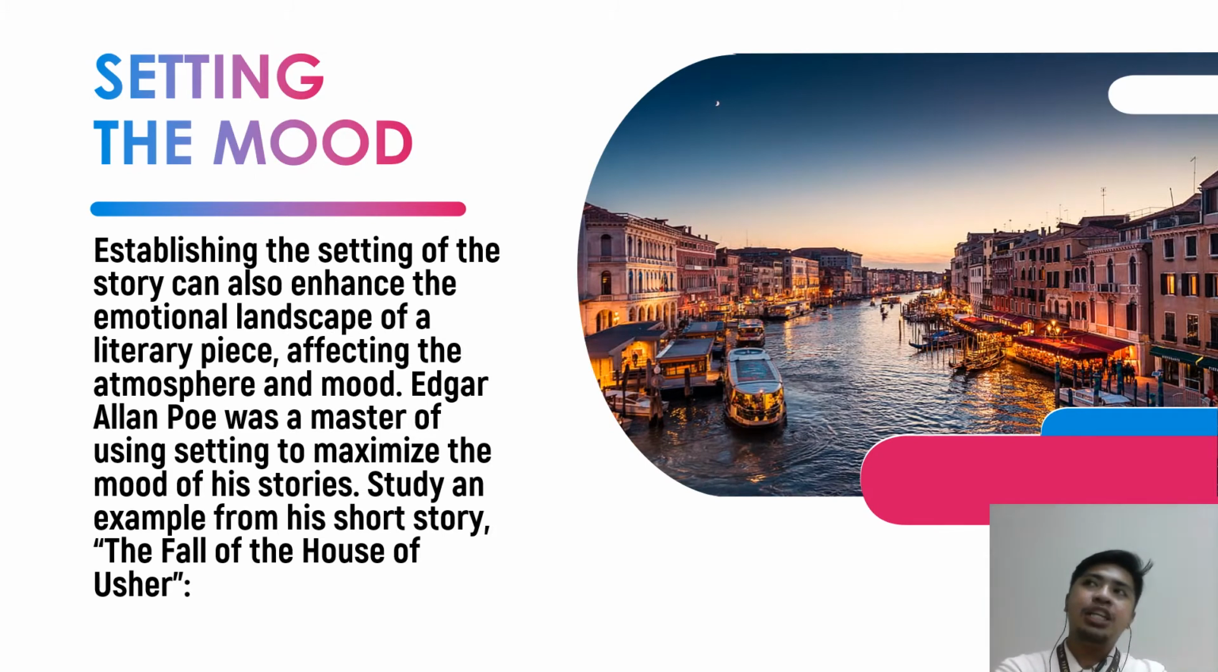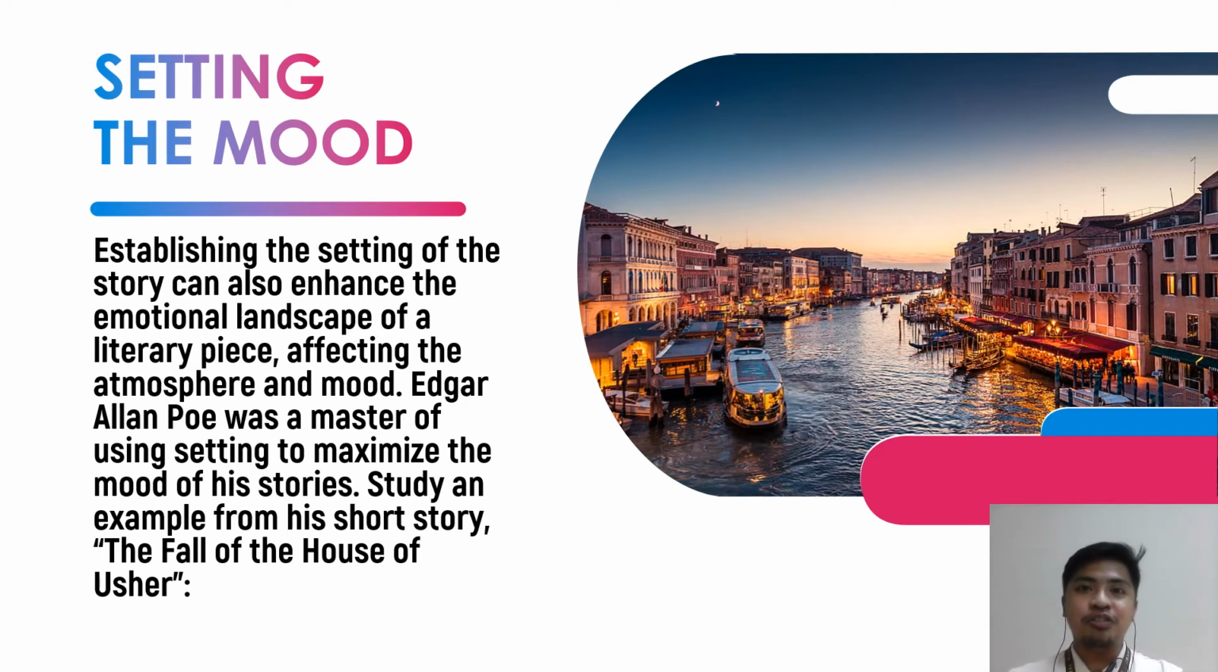Now, it is important to note that when we are able to establish the setting, the time and place, we can also establish the mood of the story. When we say mood, it is the atmosphere of the story. It is the emotional landscape of a literary piece. For example, Edgar Allan Poe, a writer who is famous for his morbid short stories. For example, if you have read The Cask of Amontillado in English 9, in grade 9, you should have read that.